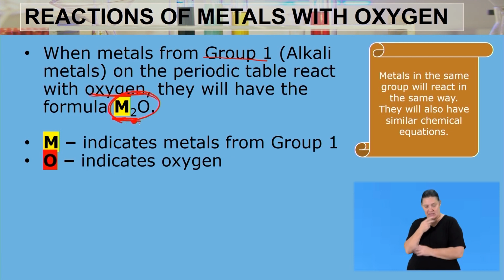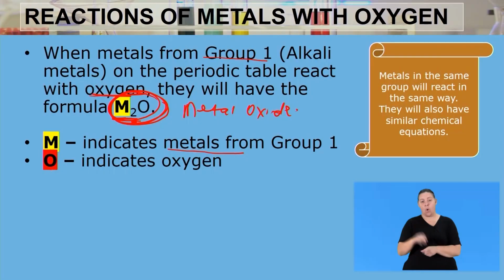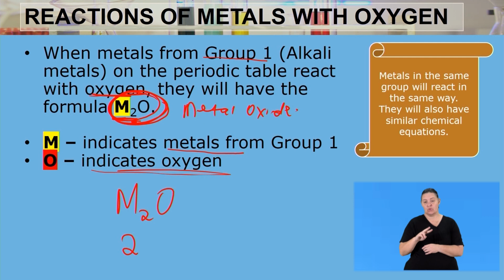Remember, this product formed here is your metal oxide. As we have said, the M will indicate any metal in the group 1 elements, and the O is going to be your oxygen. When they combine together, their ratio is going to be 2 atoms of the metal to 1 atom of oxygen.